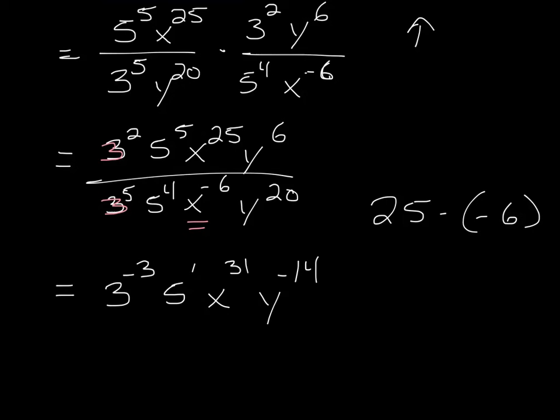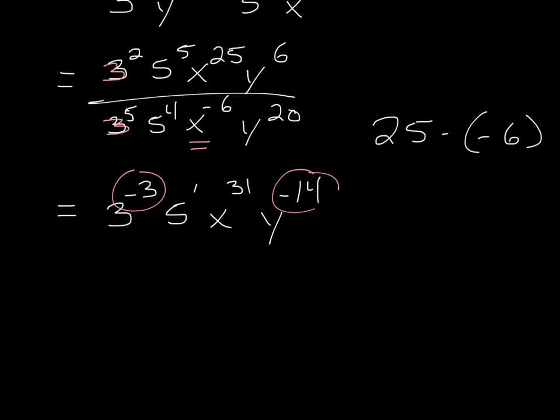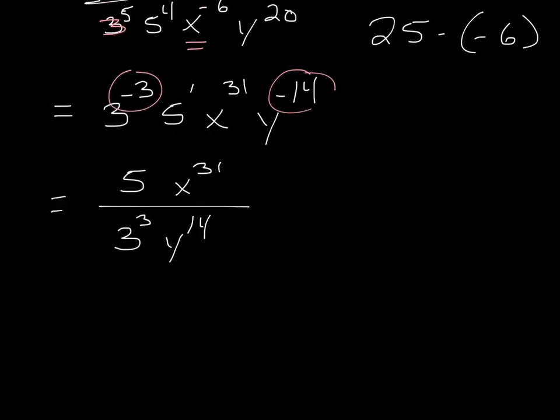Now the only thing we have to do now is take care of these negative exponents. And to do that, what I'm going to do is move those factors into the denominator. So what I'll get here, I'm going to throw this 3 to the 3rd in the denominator. It's a positive 3 exponent now because I've moved it down below. And this y to the 14th. And then on top I have a 5, and I have this x to the 31. That is a completely simplified expression, and that should suffice.